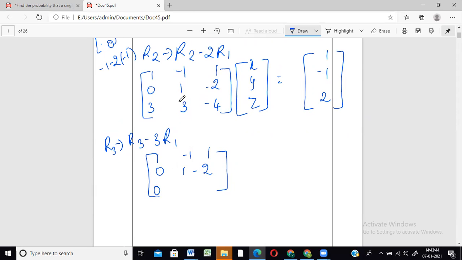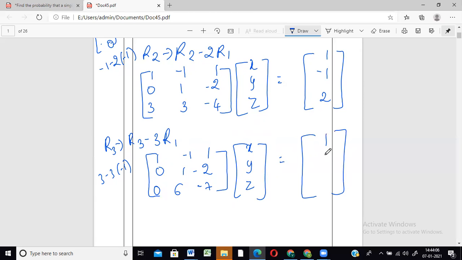0. 3 minus 3 times 1. So that becomes 3 minus 3 times minus 1, 3 plus 3, 6. Minus 4 minus 3 times 4, that becomes minus 7. X, y, and z as it is. R3, okay, I'm going to add, no change.